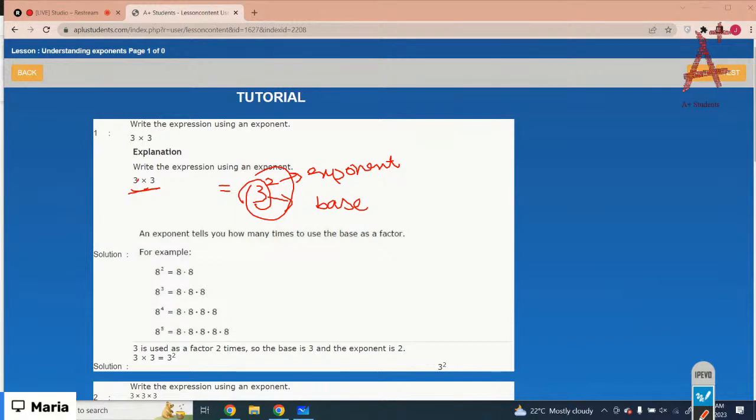An exponent tells you how many times to use the base as a factor. Basically, the exponent tells you how many times you have to use this 3 as a factor. So the exponent is 2. That means you have to use it twice, 3 times 3.